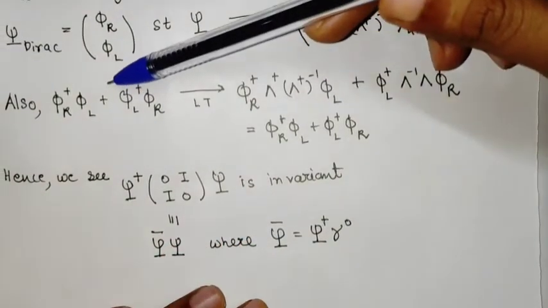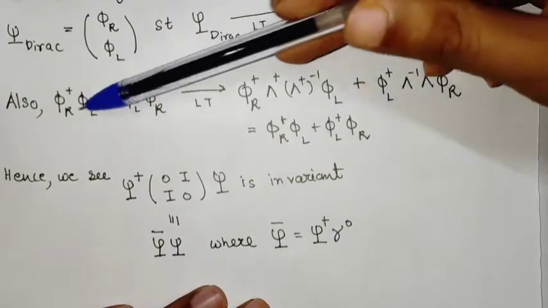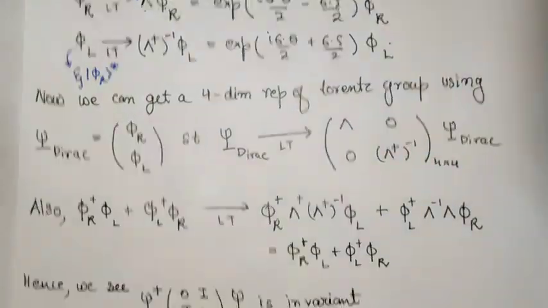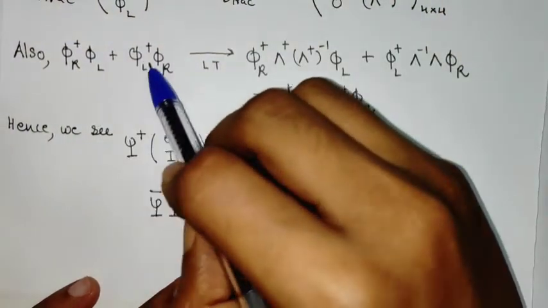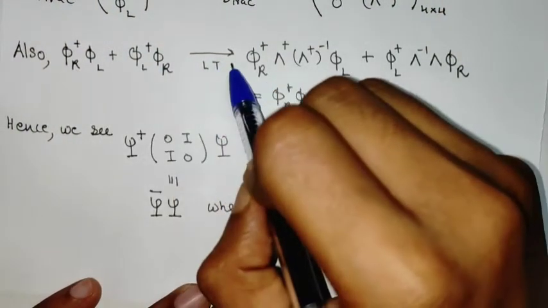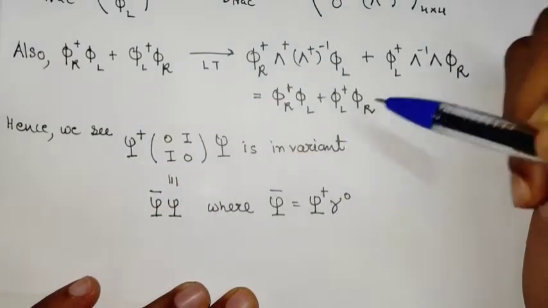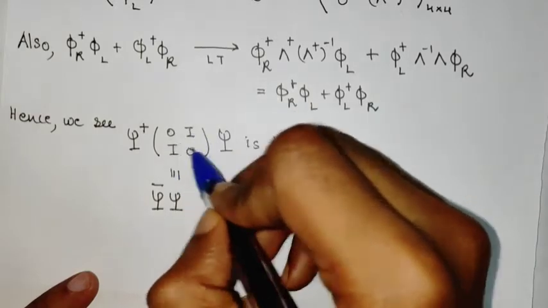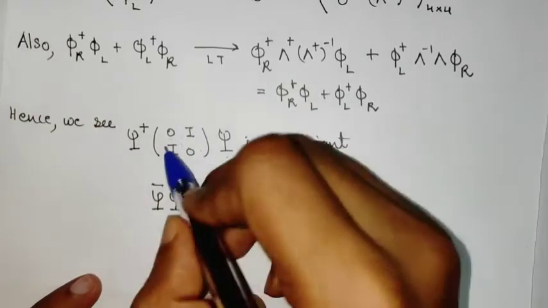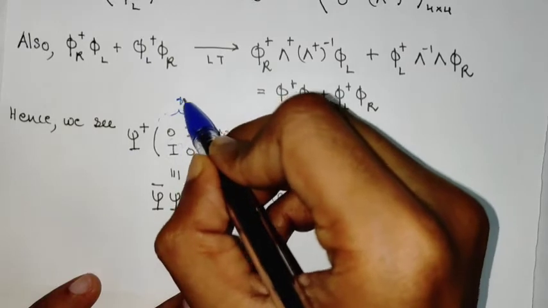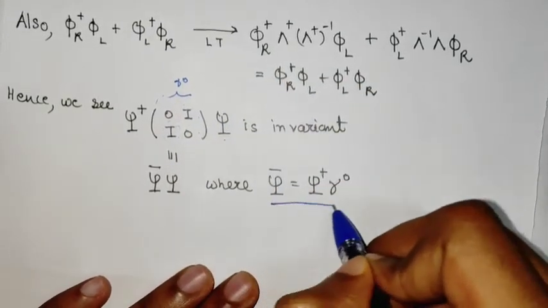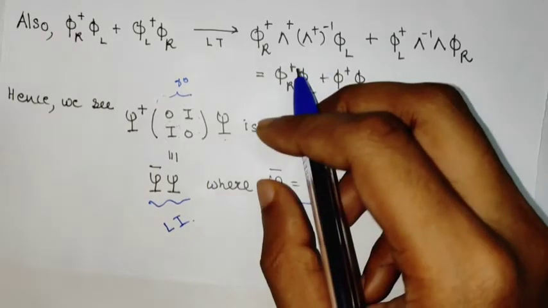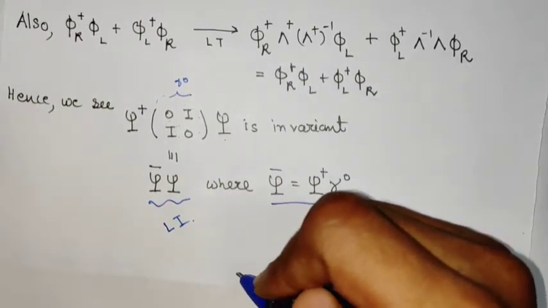Also we can look further at this particular object, and we can use these two transformation properties to see that this object is invariant under Lorentz transformation. This object is nothing but psi dagger identity, where I is a 2 cross 2 matrix, psi, and you can name this matrix gamma 0, and you can define this as psi bar. We see that this thing is a Lorentz invariant quantity. It is invariant under Lorentz transformation.